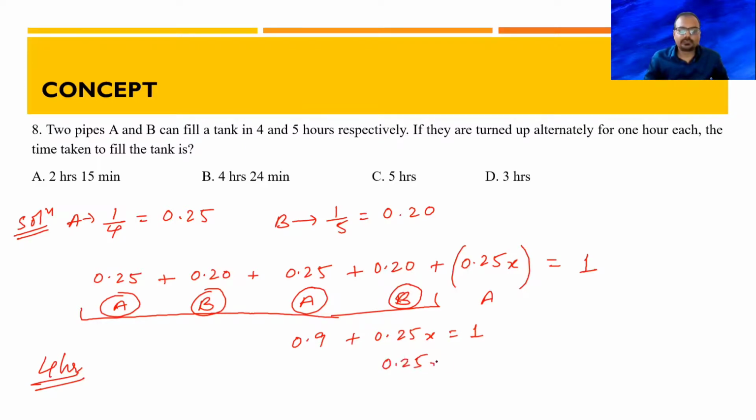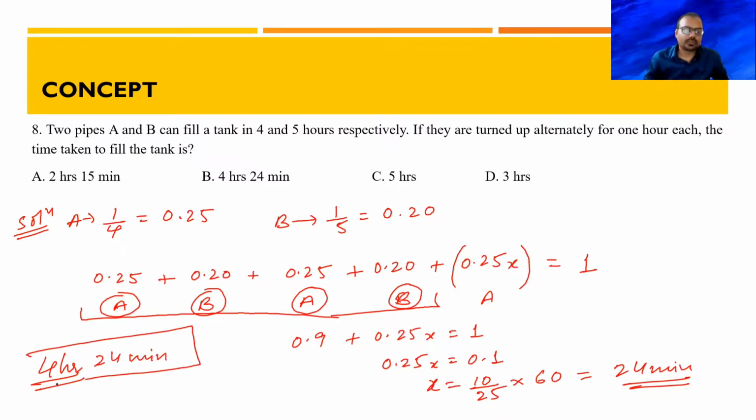So how much work is left for A? So 1 minus 0.9 is 0.1. So here X equal to 10 by 25 of an hour, which equals 24 minutes. So finally, the solution of this problem is 4 hours and 24 minutes.